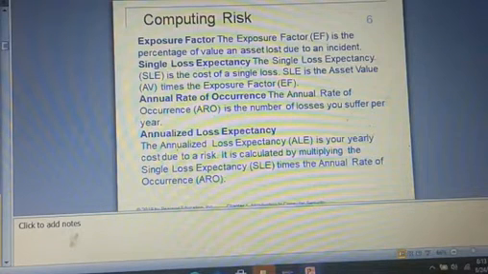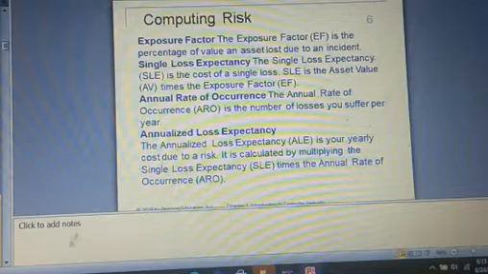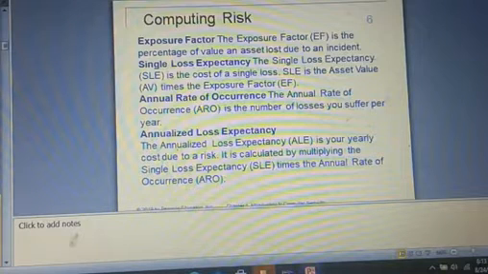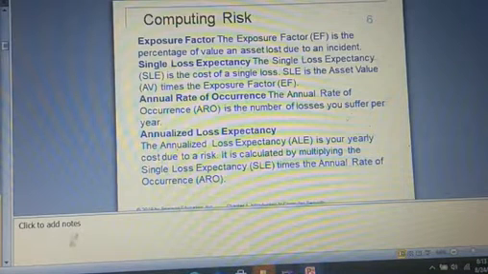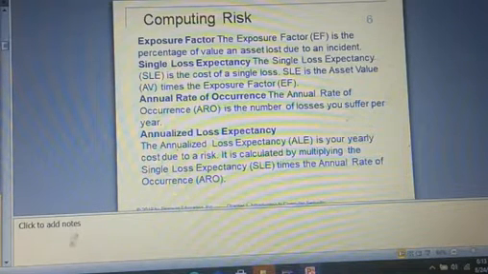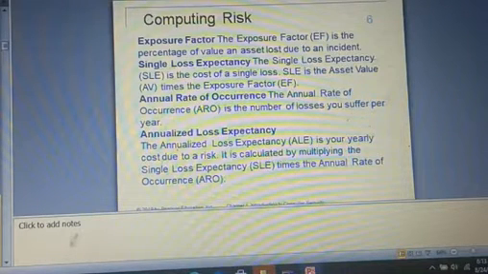First of all, we have the exposure factor. The exposure factor is the percentage of value and asset loss due to an incident. So when an incident occurs due to the attack of a threat, the exposure factor is how much of the value of that asset that has been attacked has been lost. And then we'll have the single loss expectancy. It is the cost of a single loss, every loss that was ascertained. What is the cost of each of these losses?